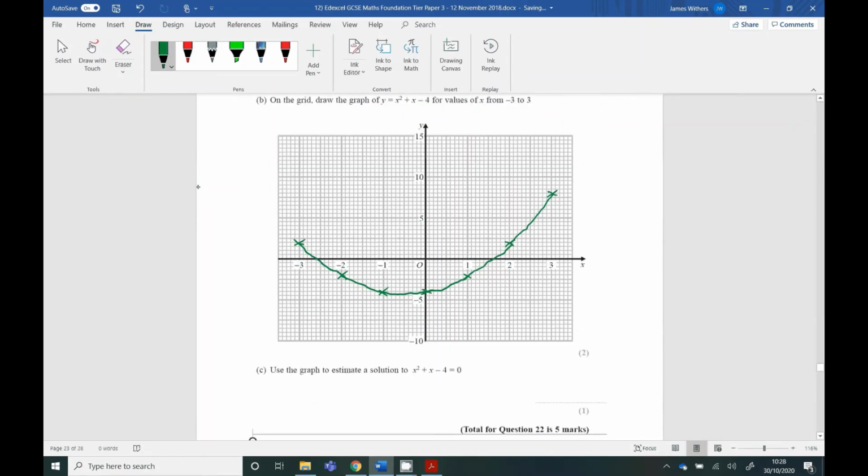Now for part C we're being asked to use the graph to estimate a solution to x squared plus x minus 4 equals 0. Well there are 2 solutions. It's here where the graph is crossing the x-axis, and also here where the graph is crossing the x-axis. So either of these solutions would have done. So you could either have said -2.6, which is that solution there, or you could have said 1.6, which is that solution there.